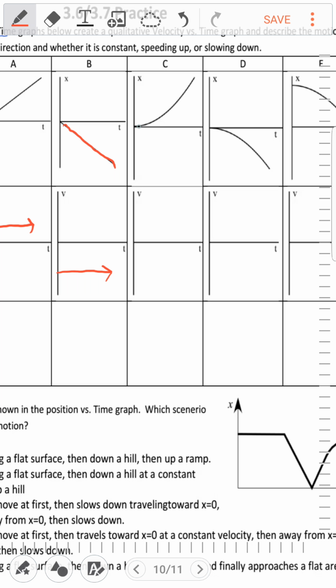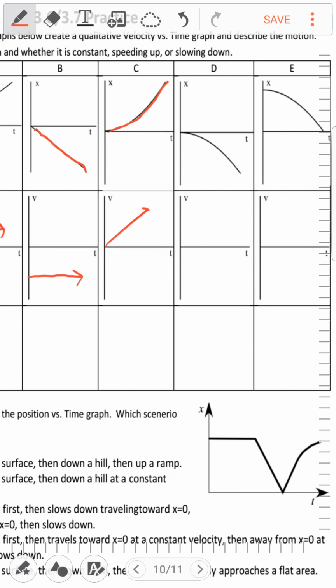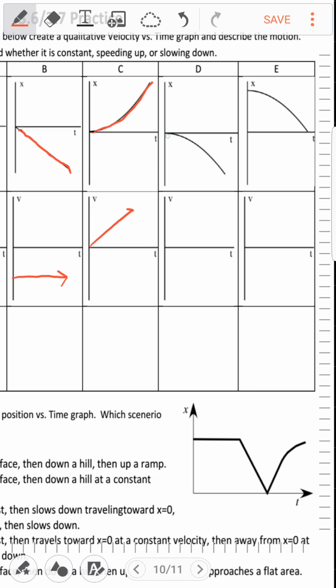This is a constantly accelerating line, meaning my object is getting faster and faster and faster. So if my velocity is increasing, I need to show that my velocity is increasing. It would be that line right there. On letter C, the velocity representing a curved distance versus time graph is going to be a straight line. If we look at letter D, I'm starting off slow and then I get faster in the negative direction. So I'm increasing in speed.